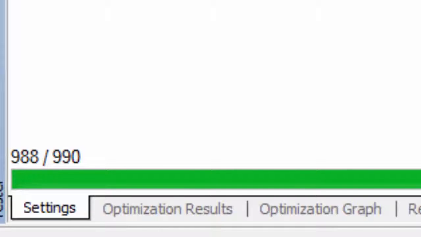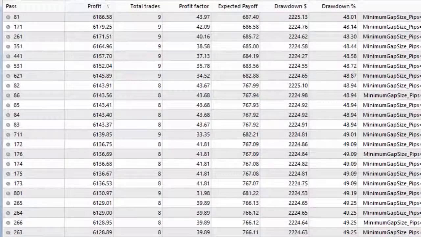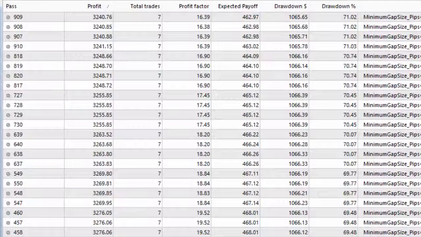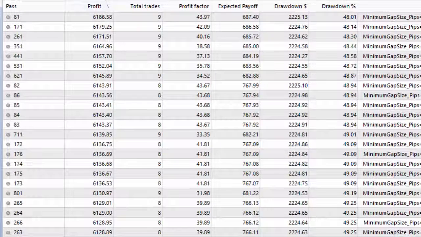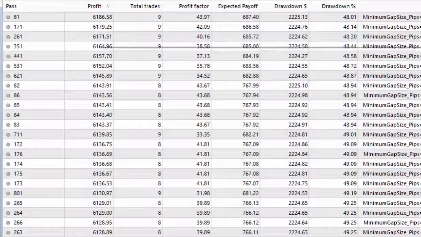There's only 2 more runs to go, and I'll just quickly see the results. And there we go. All right, so of the 990 items tested, let's go and have a look at the results. Yeah, the worst result is $3,240 profit, and the best result is $6,186. That's based on an account of $1,000.